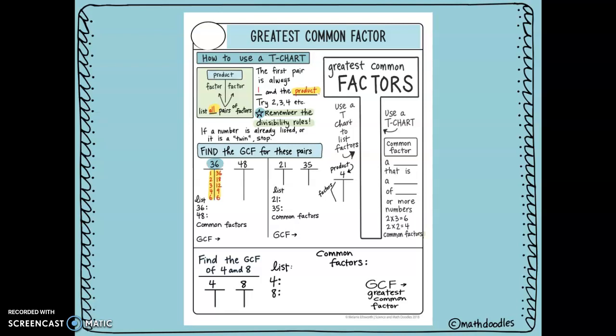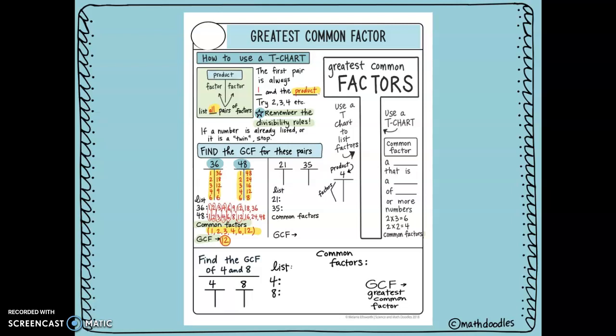Finding the factors of 36, you would list out 1 and 36, 2 and 18, 3 and 12, 4 and 9, and 6 and 6. 36 is a square number, so when you list the numbers out, you will only list the 6 one time. Then find the factors of 48: 1 and 48, 2 and 24, 3 and 16, 4 and 12, 6 and 8. Next, list out your numbers and circle or underline everything that is the same in both lists.